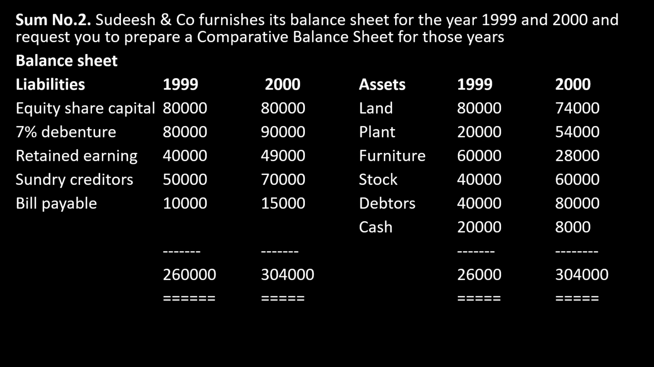The two years given for assets and liabilities are 1999 and 2000. The various assets and various liabilities are given here. How are we going to do this sum? In this slide we have only the sum because I don't have enough space to work out the answer, so I did it in the next slide. We'll go to the next slide now.